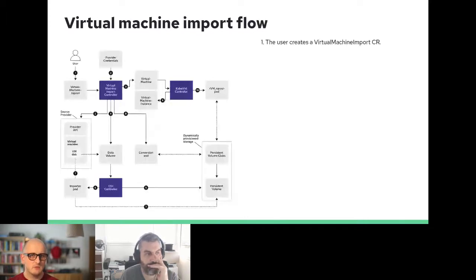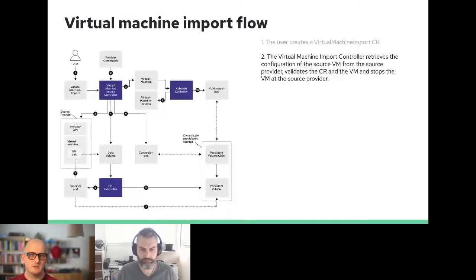Let's go over the VM import flow. First, the user creates a virtual machine import CR. Next, the virtual machine import controller retrieves the configuration of the source VM from the source provider, validates the CR and the VM, and stops the VM at the source provider. In the next step, the virtual machine import controller creates a diskless KubeVirt virtual machine.